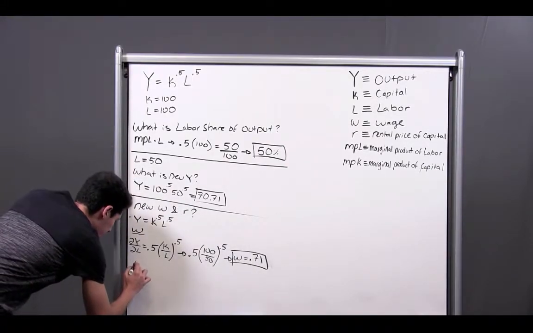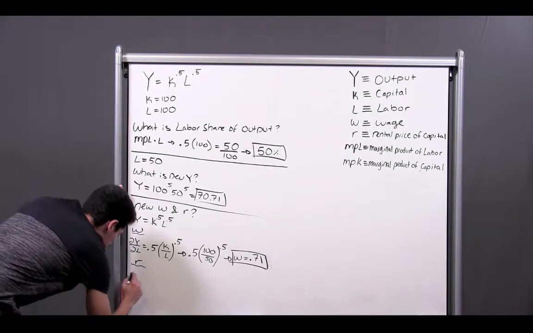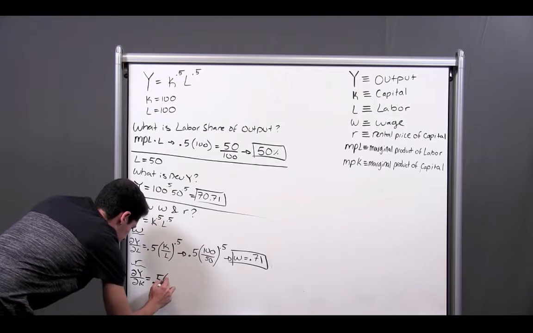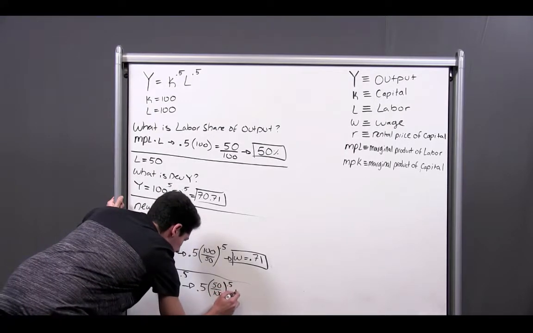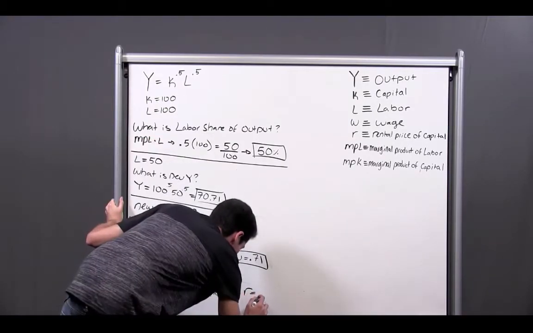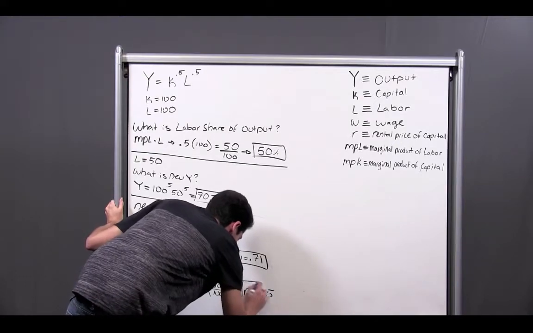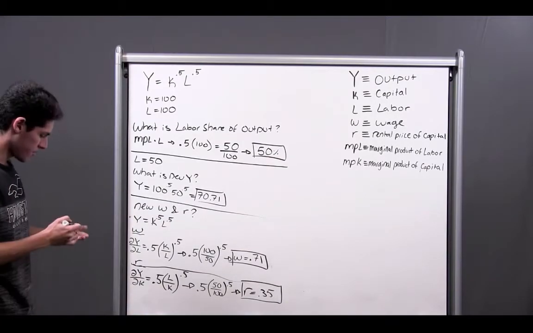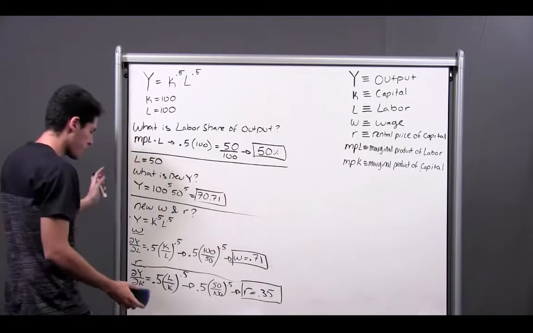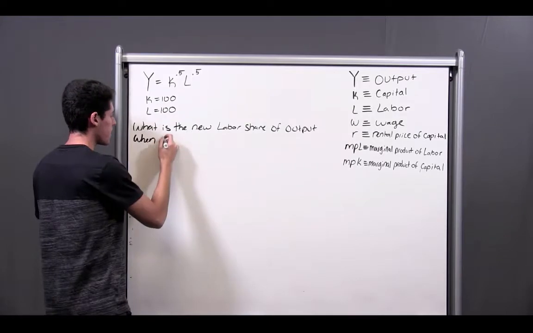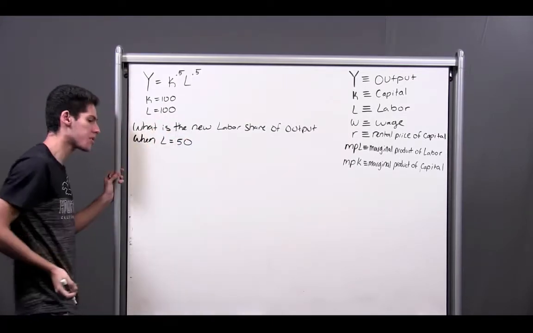And we can do the same thing for rental price of capital. We'll take the derivative with respect to capital this time, and it should look very similar. And that should be that the new rental price of capital is 0.35. All right. And for our final question, we were going to want to find the new labor share of output when L is now 50 as opposed to 100.